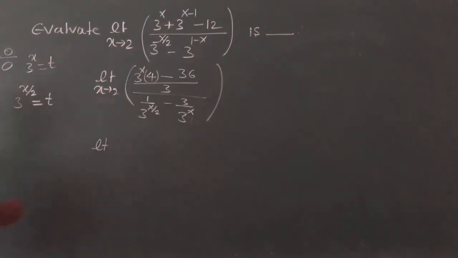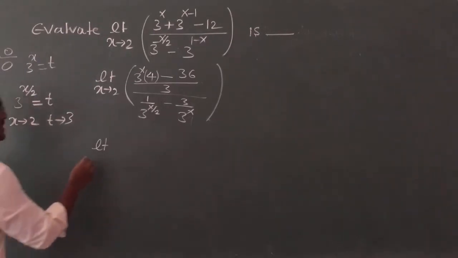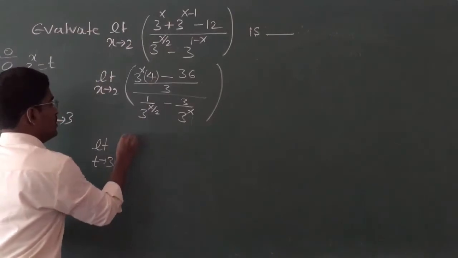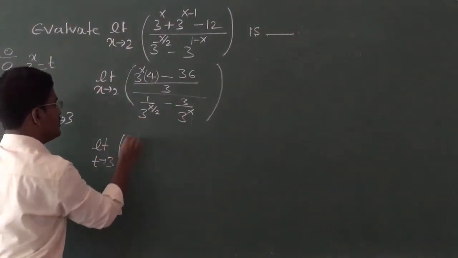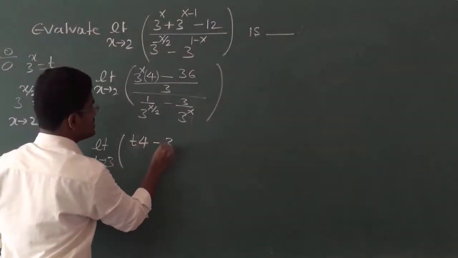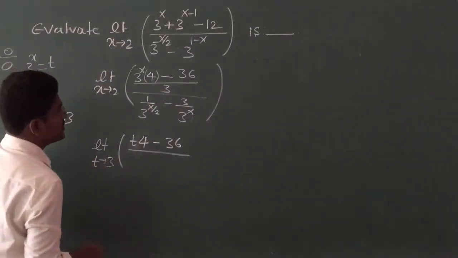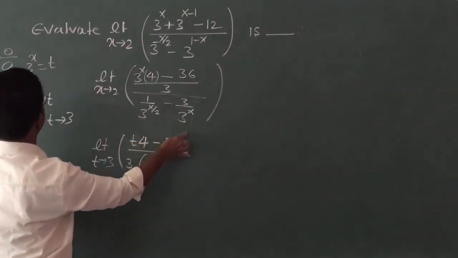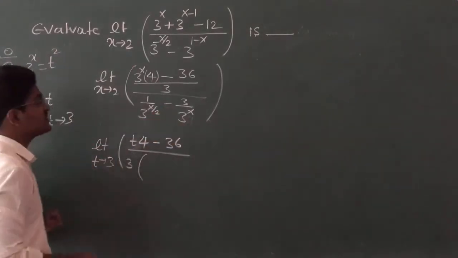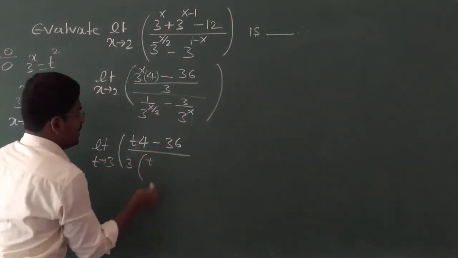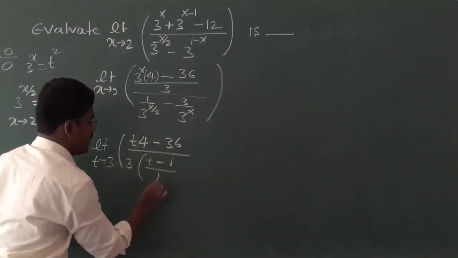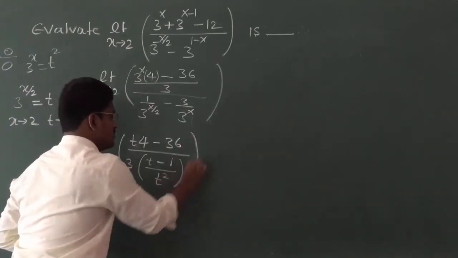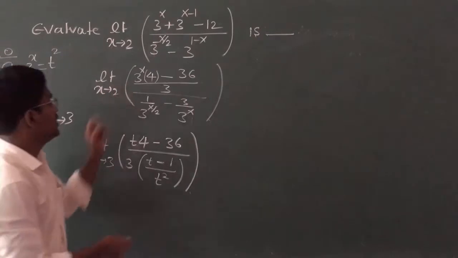What about x tending to 2? See here, if x goes to 2, t goes to what? If x is 2, 2 will get cancelled, t will be equal to 3. Clear? So that is limit t tending to 3. 3 to the power of x is t square, so we get t square times (4 minus 36 divided by 3), divided by (1 by t minus 3 by t square), which is (t minus 3) divided by t square. This much will be the answer. Clear?